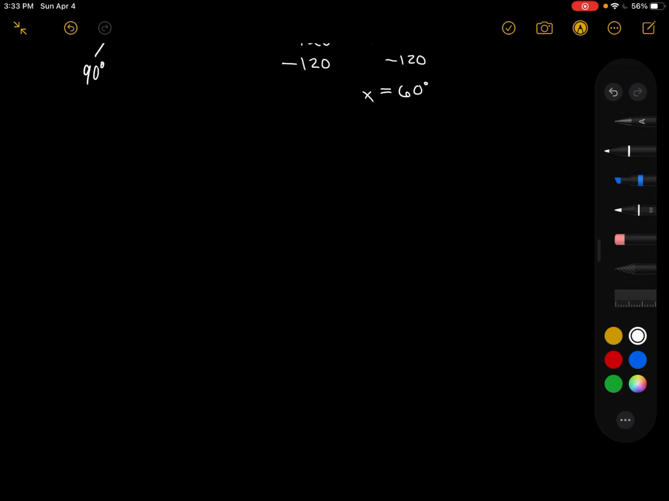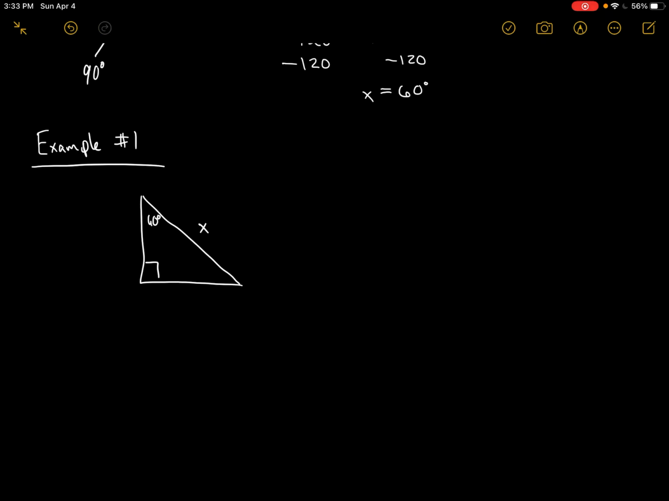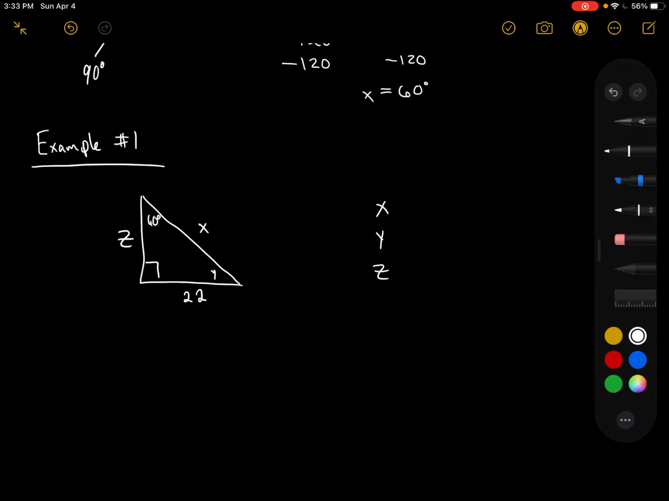All right, so next we're going to take the two skills that we just learned and apply them to solving for all of the missing pieces of right triangles. So we'll start off with a first example. We'll do two examples of this, and then you'll get to practice doing some similar type operations. And here we want to find what is x, what is y, and what is z.